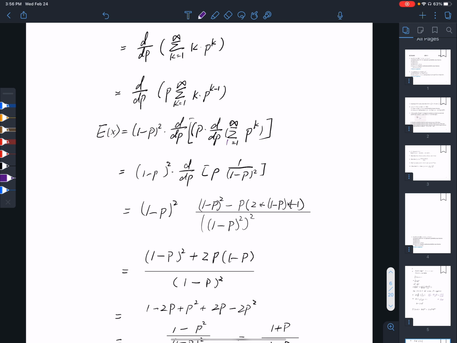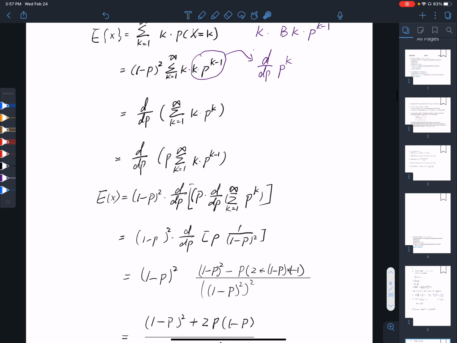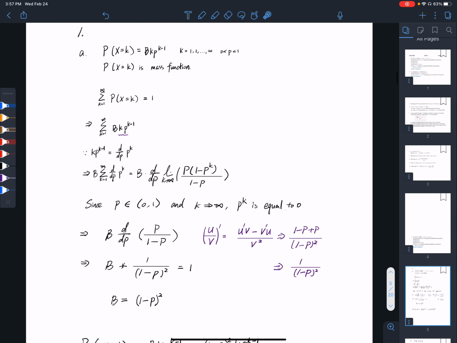and here it should be k. And we can see, for this part, the sum of p to the power k and the derivative of p to the power k, we already did that in the last question.